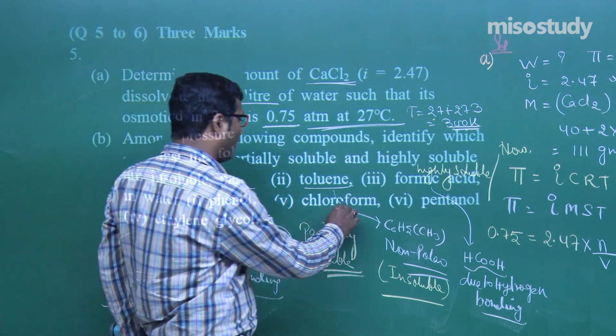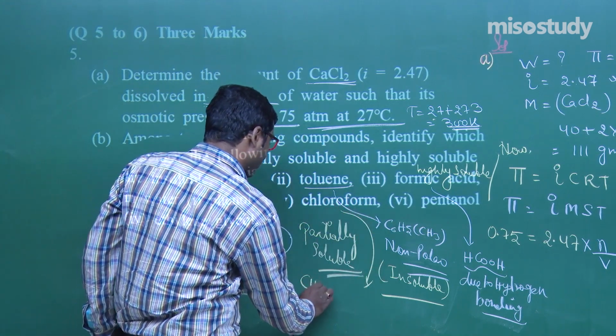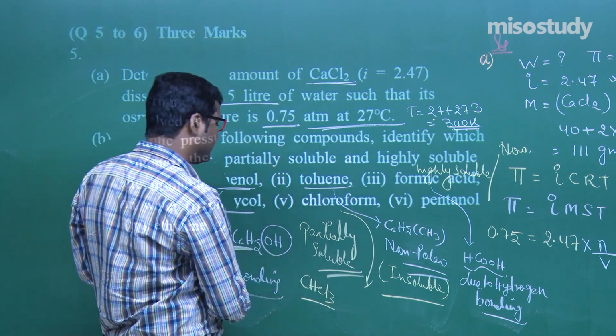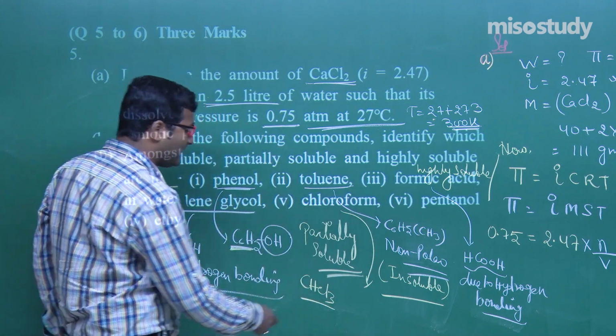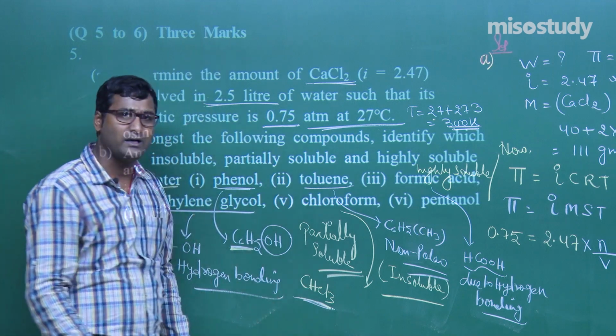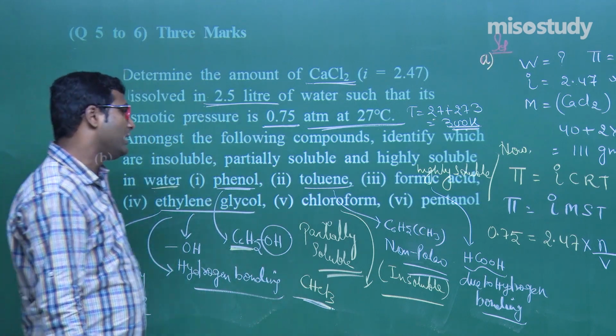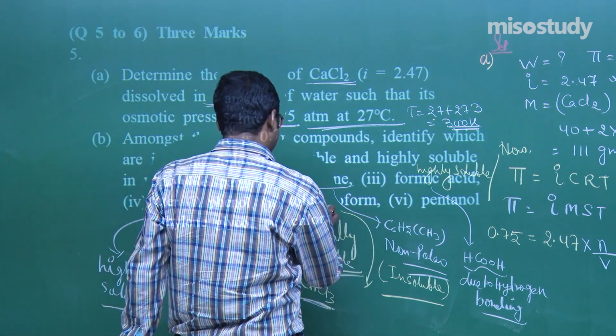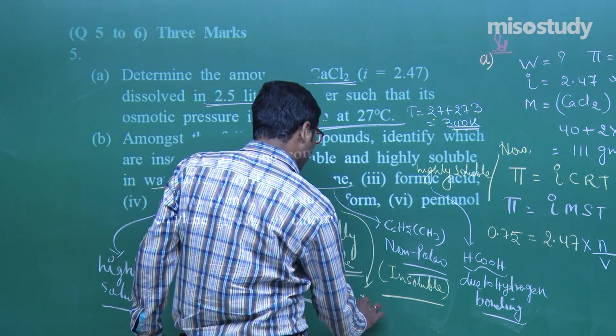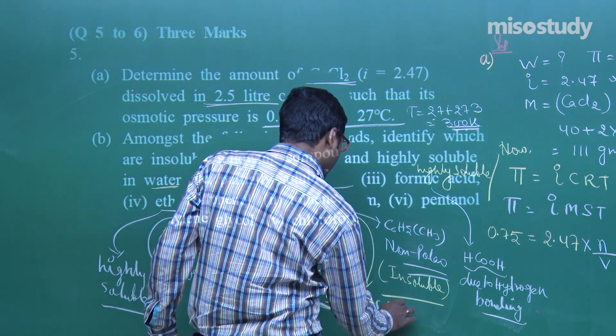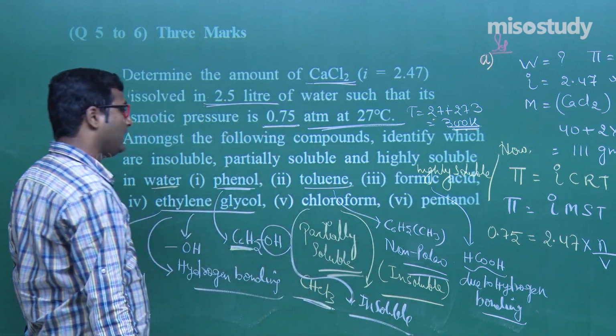Now there was chloroform. What is the formula of chloroform, my friend? CHCl3. It has a very small dipole moment, that is, it is equivalent to a non-polar molecule. So this one is again insoluble in water. Chloroform is insoluble in water.